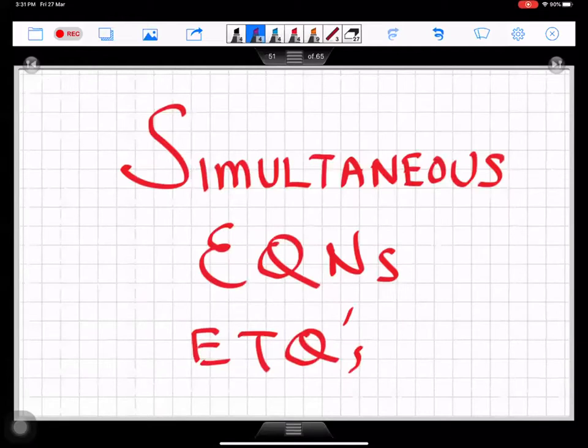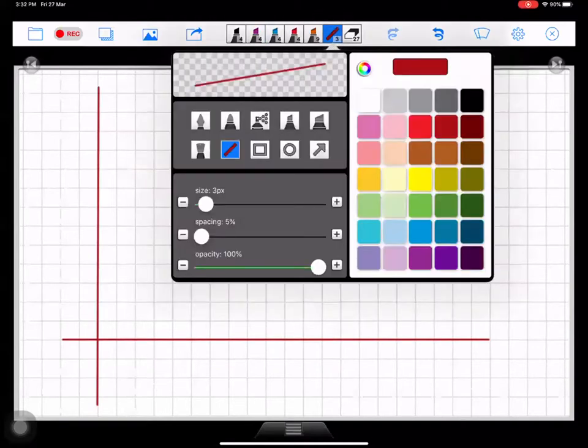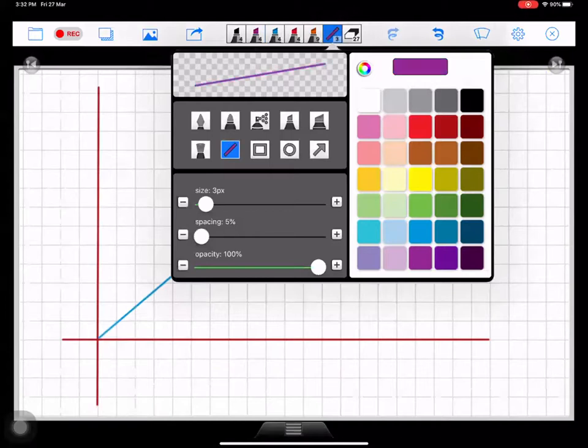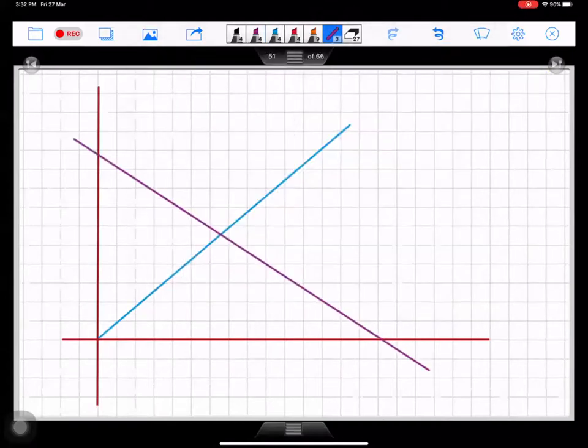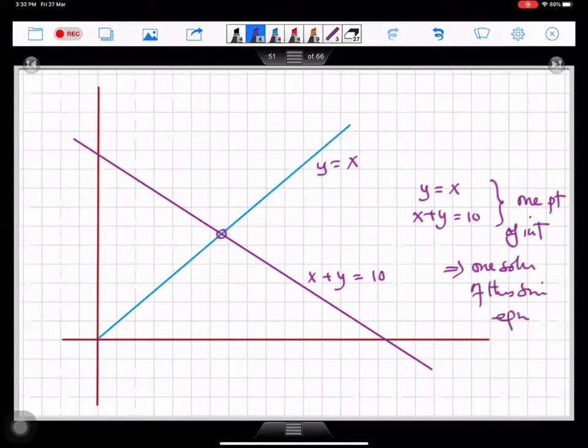Now, if I want to explain the number of solutions in a bit of detail, it is something like this. If I draw the graph of y is equals to x, and if I draw the graph of something like this, so this is y is equals to x. This is x plus y is equals to 10. How many points of intersection will you see? You will see only 1 point of intersection. That means if I solve y is equals to x with x plus y equals to 10, there will be 1 point of intersection, which means there is 1 solution of this simultaneous equation. So that is the logic behind it.